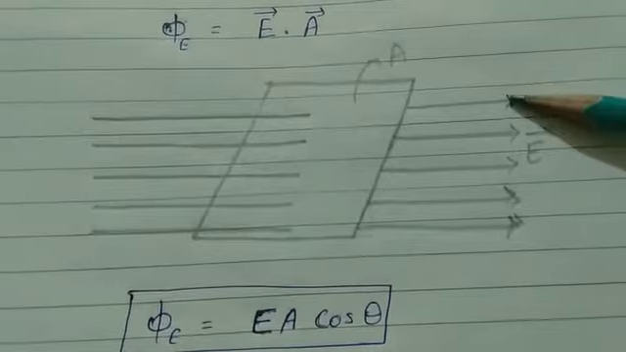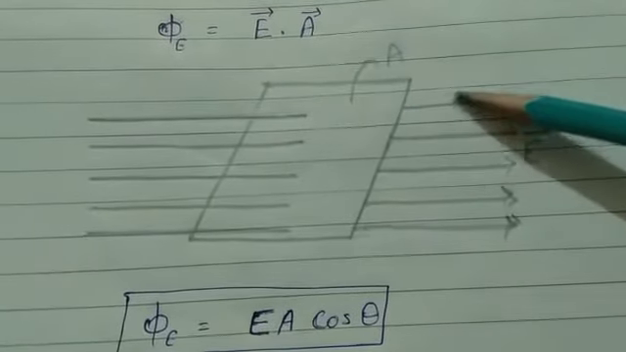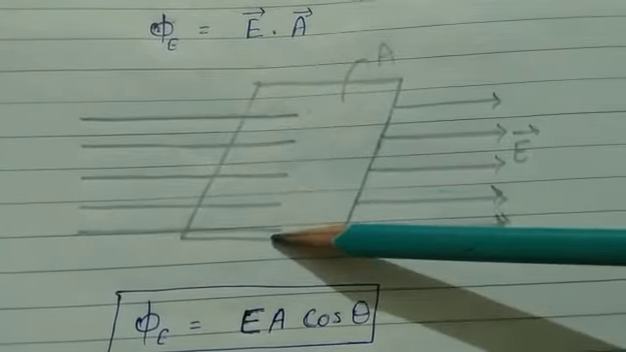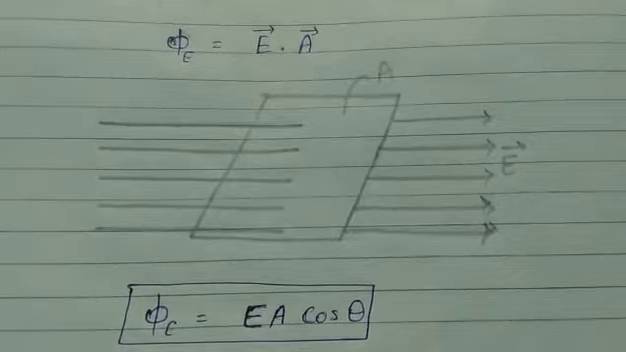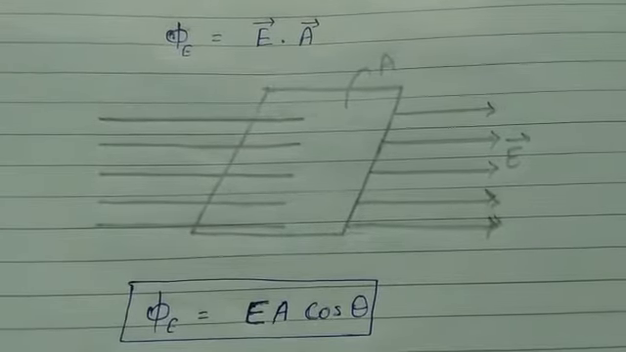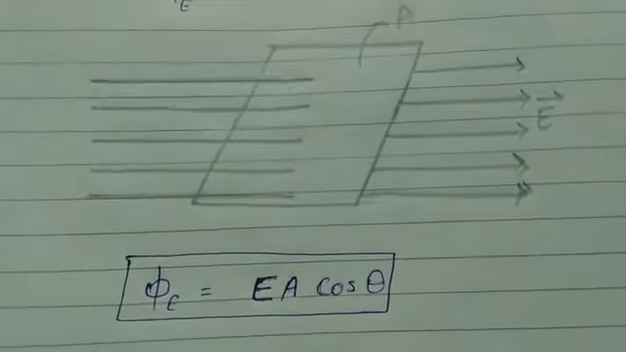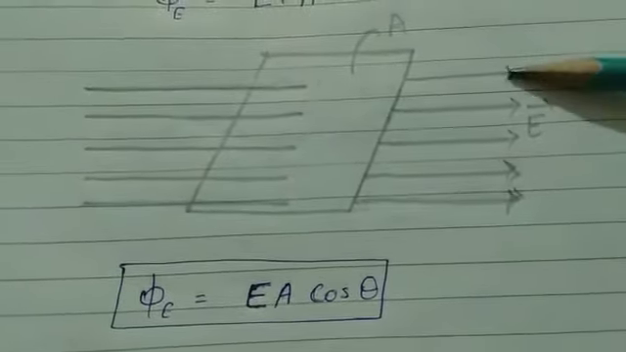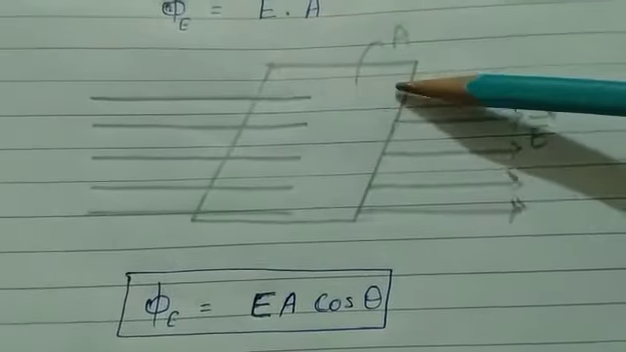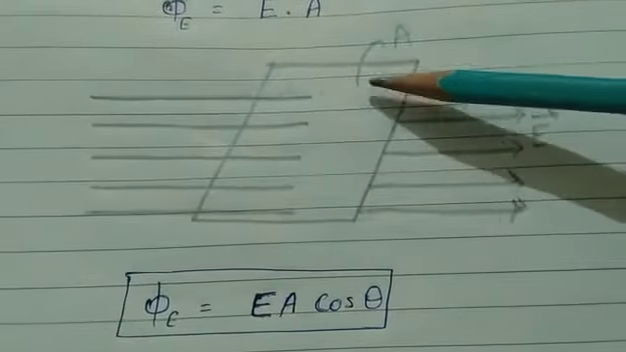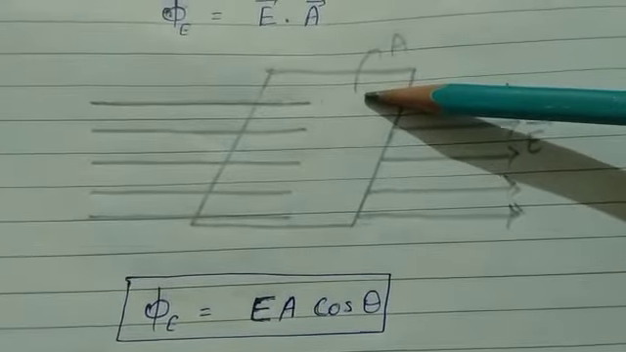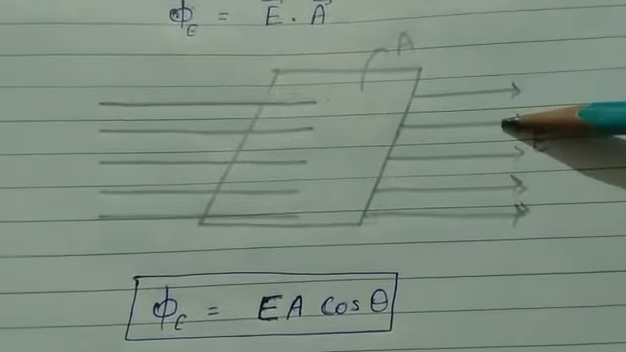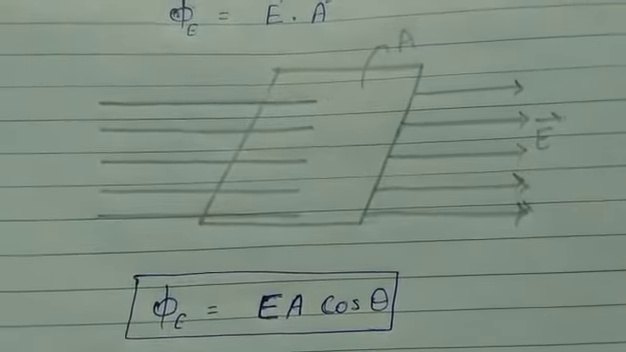So when the electric field lines are passing through any surface, the number of field lines passing through this surface is called the electric flux. From here we can understand one more thing: if the electric field intensity is more, more field lines will be there, more lines will pass through the area, so the electric flux will be more. If the electric field intensity is less, fewer lines will pass through the area, and that's why the electric flux will be less.